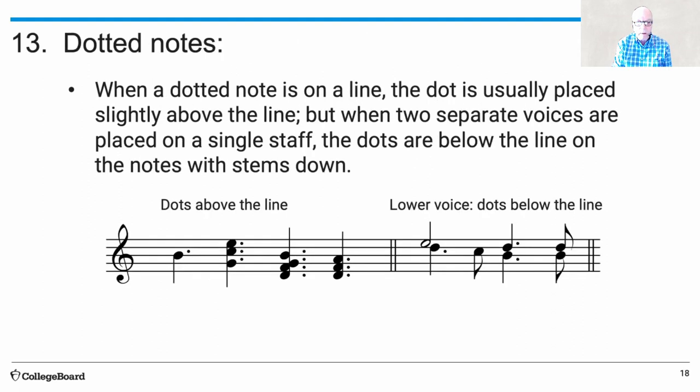Dotted notes. And we'll talk about this a little more in the next video. When a dotted note's on a line, the dot is usually placed slightly above the line. But when two separate voices are placed on a single staff, notice in that second measure, the dots in the lower voice are below the line.